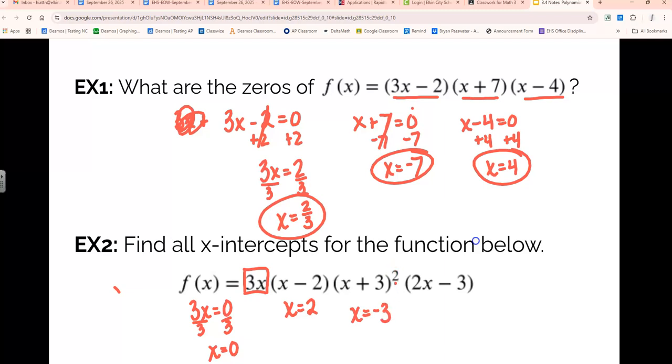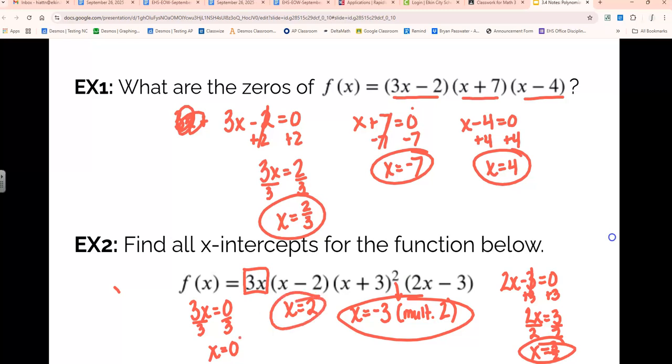This little square right here tells you that you have a multiplicity of 2 right here. That zero counts twice because you have that square. And then the last one you probably want to set up a little equation for. You got 2x minus 3 equals 0. So you just have to add 3 to move that 3 over to the other side. 2x would equal 3. And then you'll divide by 2. And so x equals 3/2, or if you want to do 1.5, that's fine as well. So you've got these 4 distinct zeros. It really counts as 5 zeros because that -3 has a multiplicity of 2.